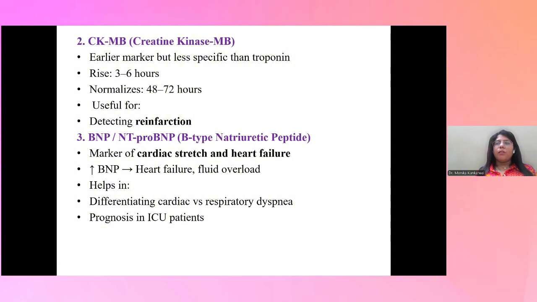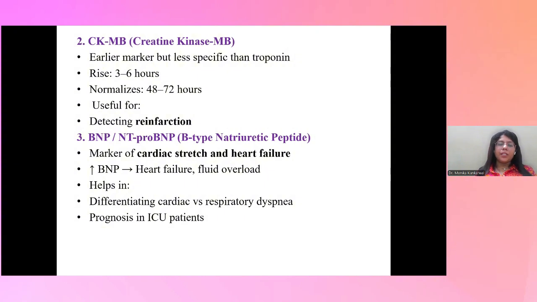So whenever there is any defect, any afterload issue or any heart failure issue in the patient, the BNP value gets raised. It will indicate that the patient is ending up in heart failure, the patient has fluid overload, and you have to think before giving fluid to the patient.